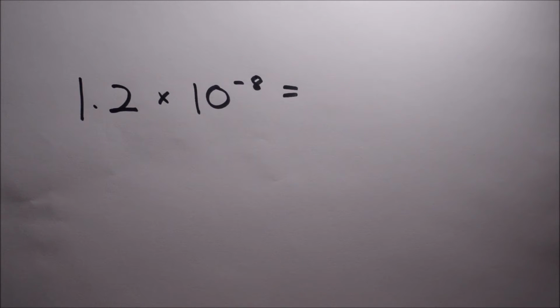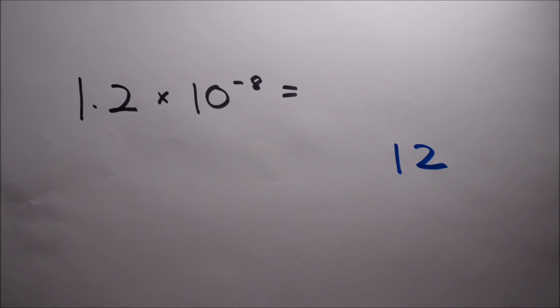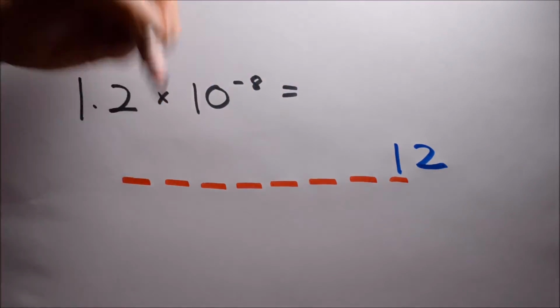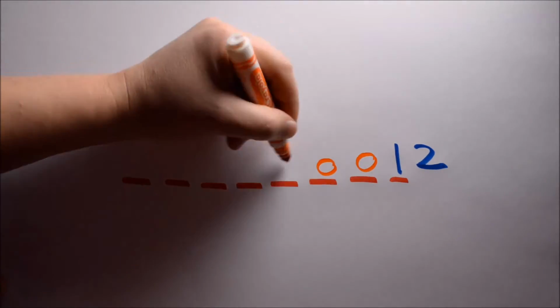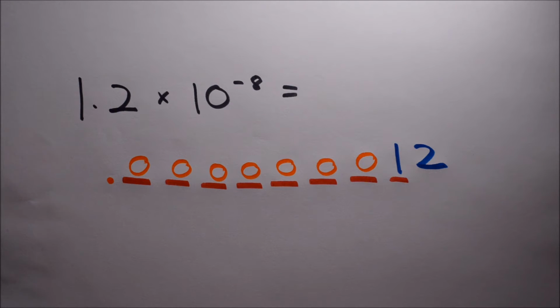The second one, 1.2 times 10 to the negative 8th, is a very small number. So now I'm going to have to go the other direction to make this little. And I'm going to count 8 places from where the decimal was. Put in my zeros and a decimal, and voila!